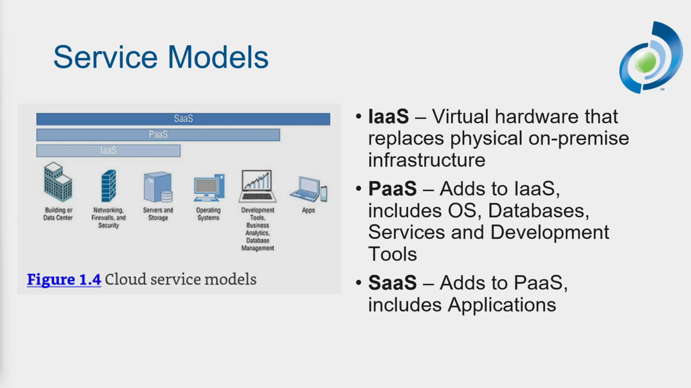Then our next one, platform as a service, or PaaS. So what we do is we add to our infrastructure as a service, and we include the operating system, the database, the services, and development tools. So a platform model is saying, I'm going to be in the cloud. I'm going to create the servers that I need to create, but I'm also going to take advantage of some of the cloud tools that are already out there. I'm going to take advantage of the fact that I could use some serverless tools instead of putting them on a server.